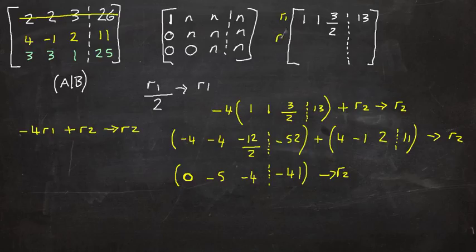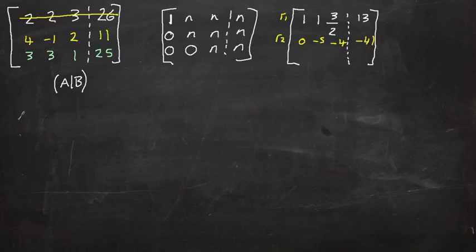So the new row 2 is going to be 0, minus 5, minus 4, and minus 41. So we're getting there now.